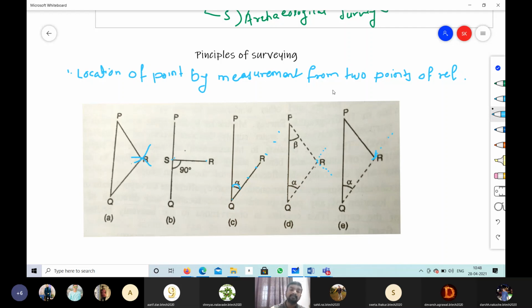So what this explains, in short, is the first principle. I'll mention here, this is the first principle: location of a point by measurement from two points of reference. And what are those two points of reference? Can anybody tell me?